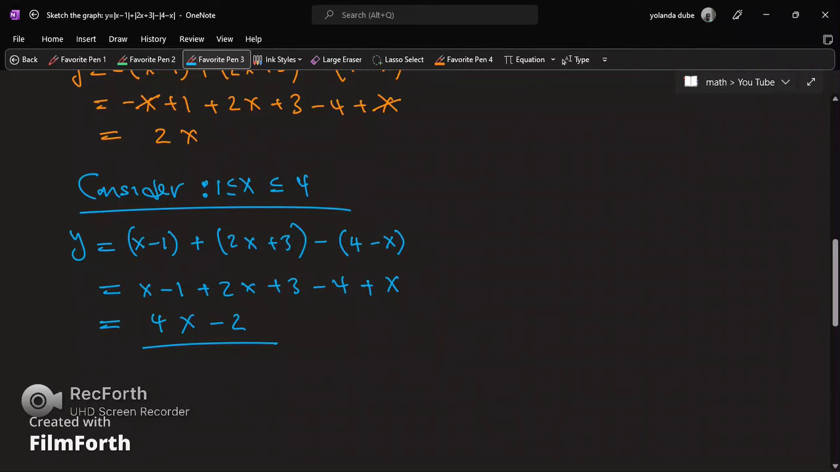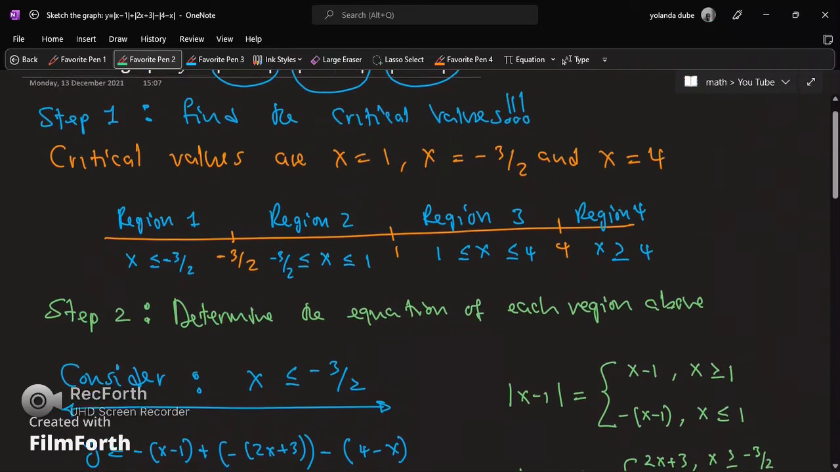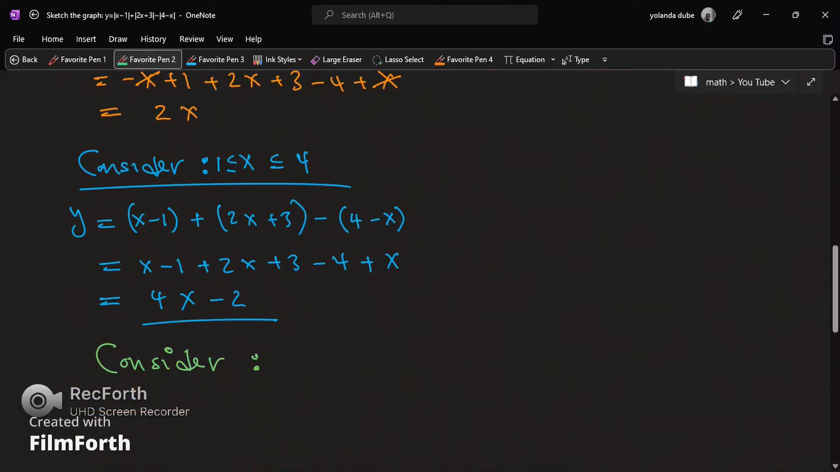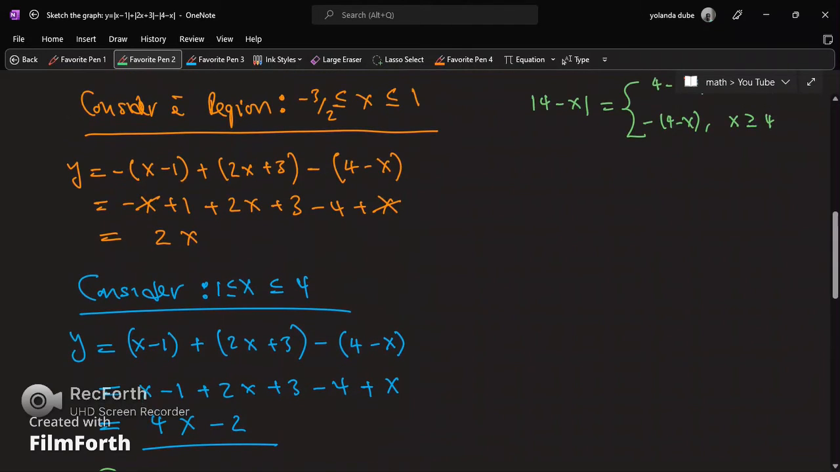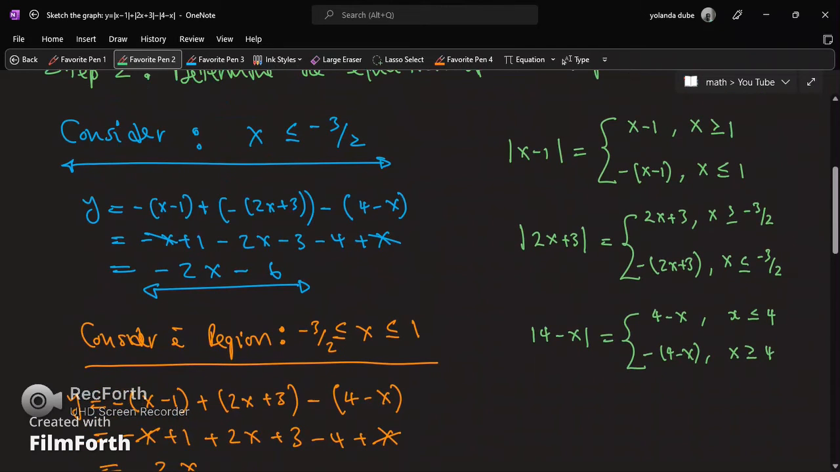Then finally, we consider the final region now. So what is the final region? The final region as shown here is x greater than 4. So what happens now when x is greater than 4? When x is greater than 4, we see the first two functions are positive. You see that? So every time when x is greater than 4, the first two functions are positive.